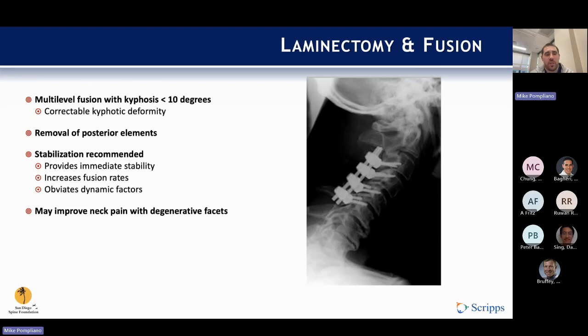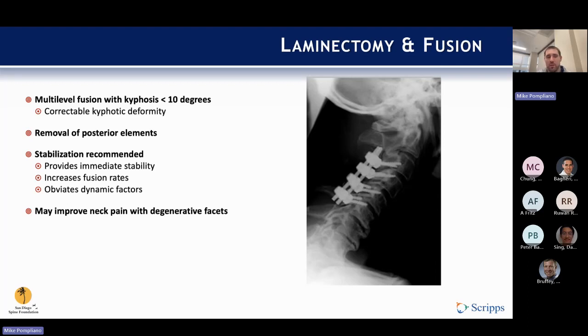Laminectomy and fusion can be a good option, especially with multi-level disease and kyphosis of less than 10 degrees, or a correctable kyphotic deformity that can be corrected into better lordosis prior to fusion. This does involve removal of the posterior elements, therefore requiring stabilization to prevent post-laminectomy syndrome. And it can provide immediate stability and increase fusion rates.